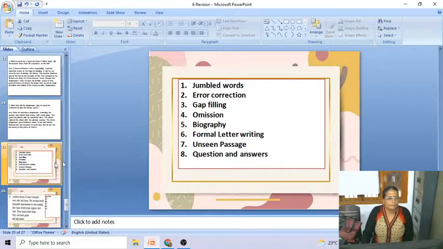Now look here. You have jumbled words in the grammar sessions, error corrections, gap filling, omissions, right? When it comes to writing part, it is biography and formal letter writing.